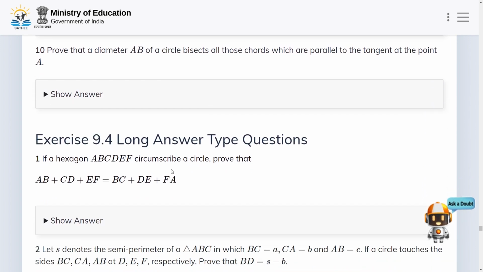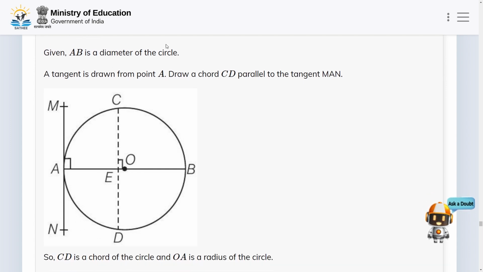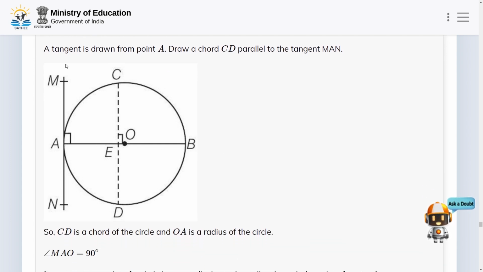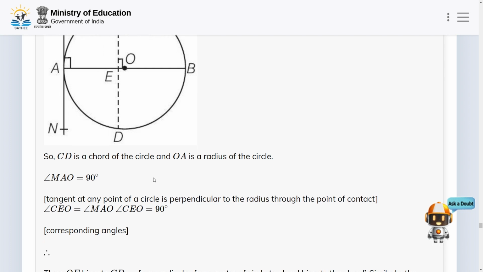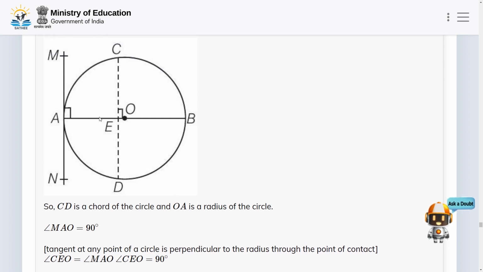In the next problem, we have to prove that a diameter AB of a circle bisects all those chords which are parallel to the tangent at the point A. Let us prove this problem. Given AB is the diameter of the circle, and a tangent is drawn from point A. Draw a chord CD parallel to the tangent MAN. So CD is a chord of the circle, and OA is a radius of the circle.